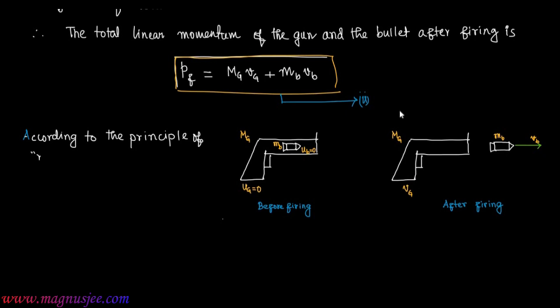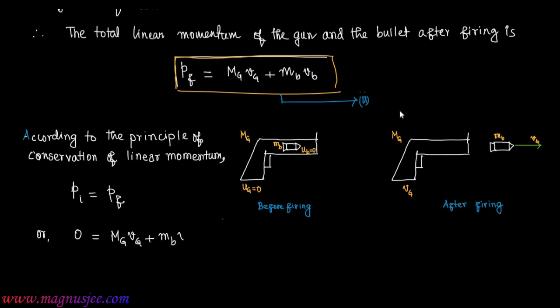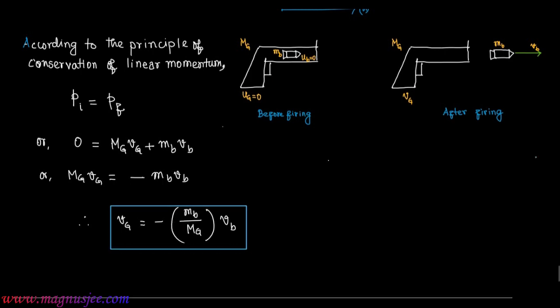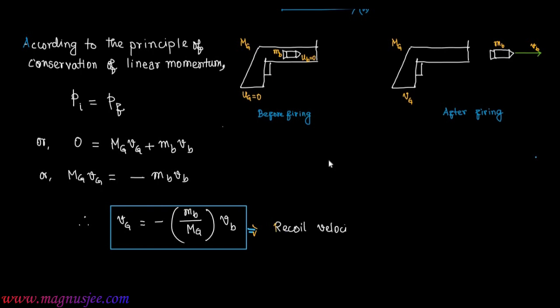According to the principle of conservation of linear momentum, total initial linear momentum will be equal to total final linear momentum, provided no external force acts on the system. p_i equal to p_f, so 0 equals m_g v_g plus m_b v_b, so m_g v_g equals minus m_b v_b. Therefore, v_g equals minus m_b by m_g into v_b. v_g is the recoil velocity of the gun.